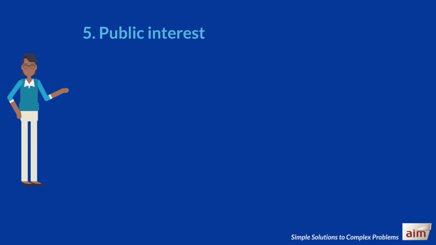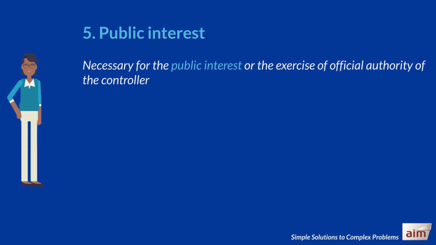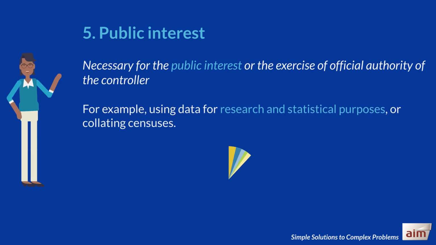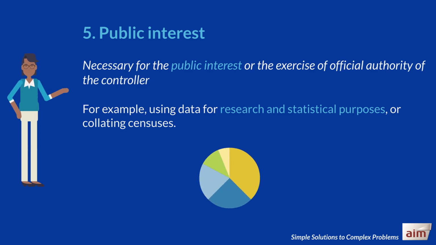5. Public interest. Necessary for the public interest or the exercise of official authority of the controller. For example, using data for research and statistical purposes, or collating censuses.